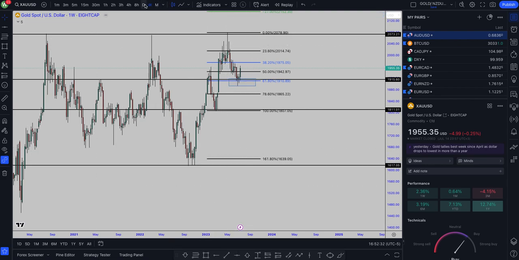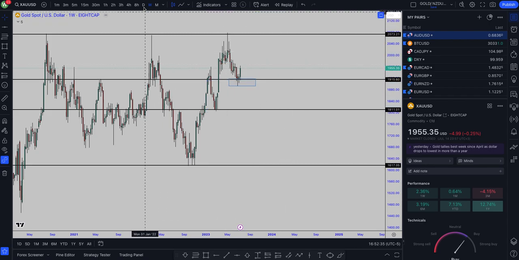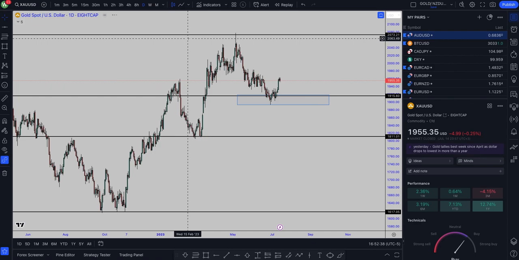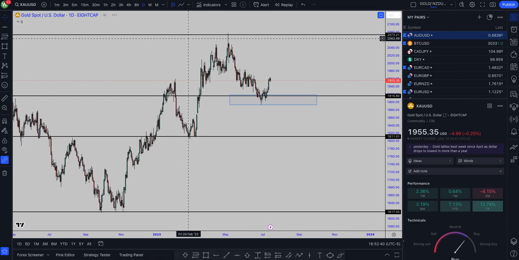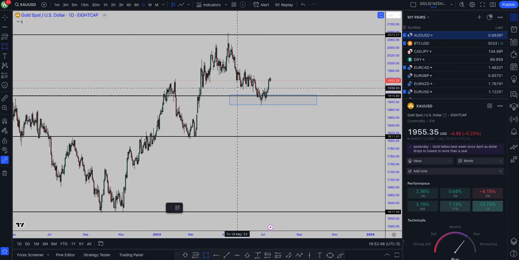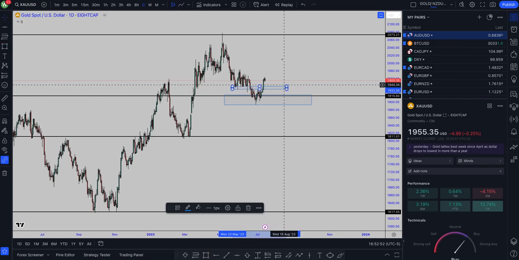Okay, so now we can go into the daily. We can take this off. We're just going to look for things that will make this market make sense, right? So we can see gold has pushed up and it has potentially broken a previous area of resistance.